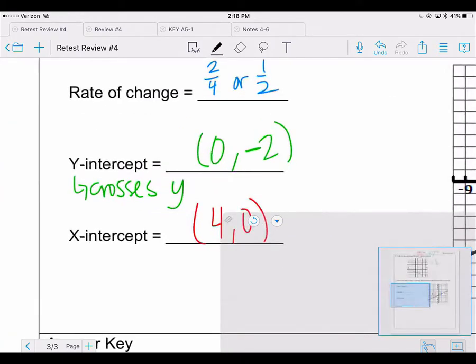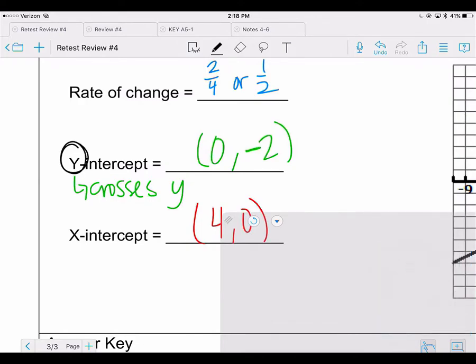Remember that the letter that you are given for the intercept is the point where your number goes. So x-intercept has a value at x, y-intercept has a value at y, and then the other ones are zeros.